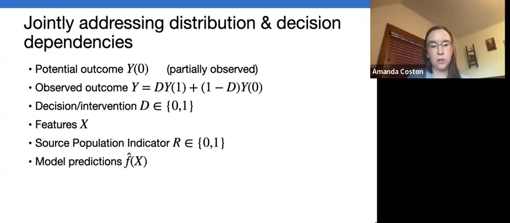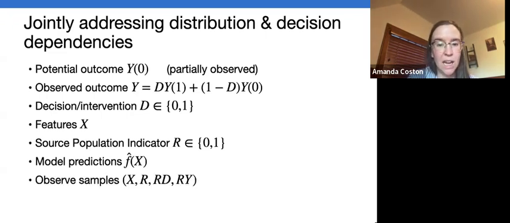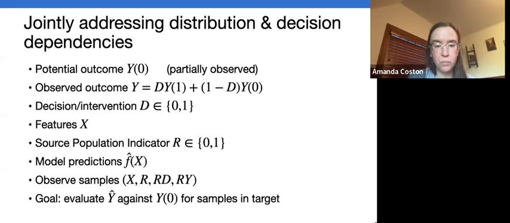And then we'll use f hat to denote the model predictions. So that's the model we'd like to assess. And then we can write down the sample we observe as a tuple. So that's X, the covariates, R, the population indicator. And then we observe the decision when R equals 1, so that's the product RD. And we observe the observed outcome when R equals 1 as well, so that's also a product RY. And our goal is we want to evaluate, oh, I'm sorry, I changed the hat notation. Okay, so think about Y hat as just being equivalent to f hat of X. And I'll try to call out any inconsistencies here. But we want to evaluate these model predictions. We can call those Y hat, or if we want to emphasize that it's a function of X, f hat of X. And we want to evaluate that against Y(0) for samples in the target distribution.